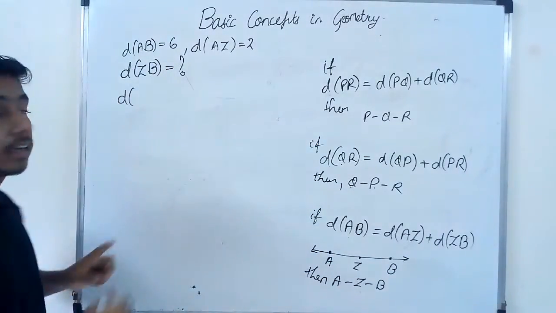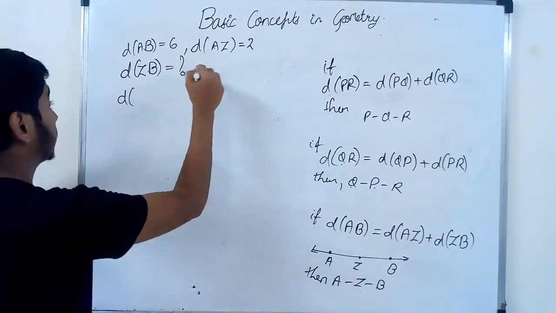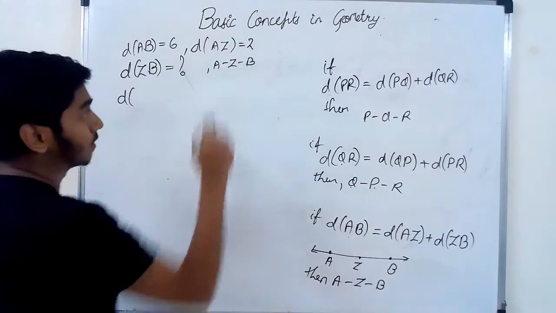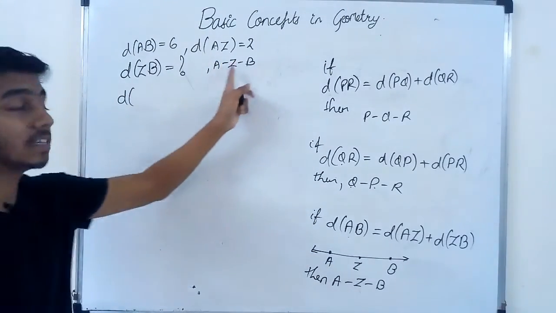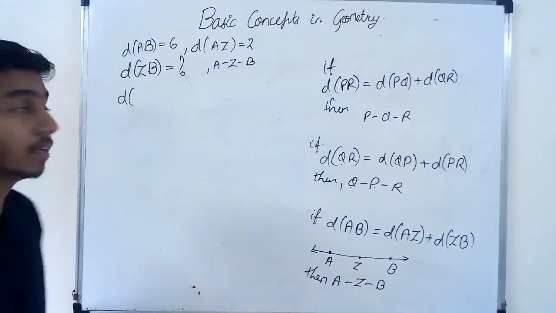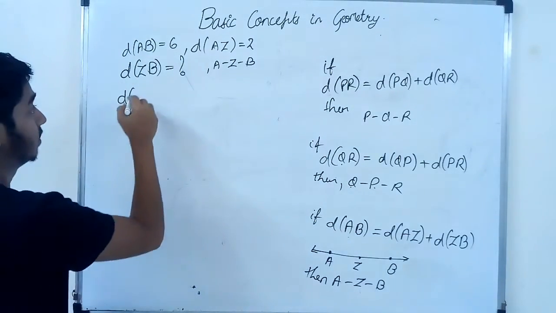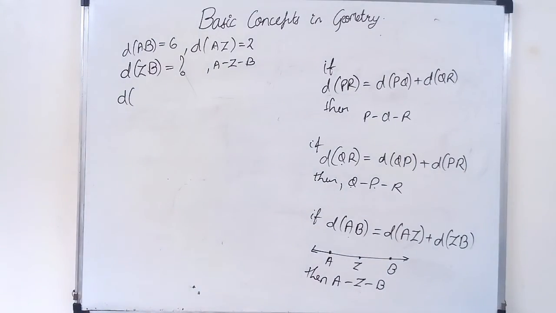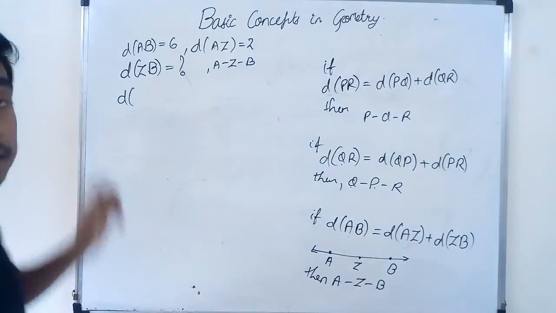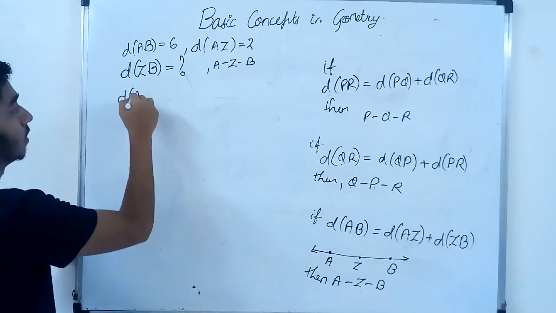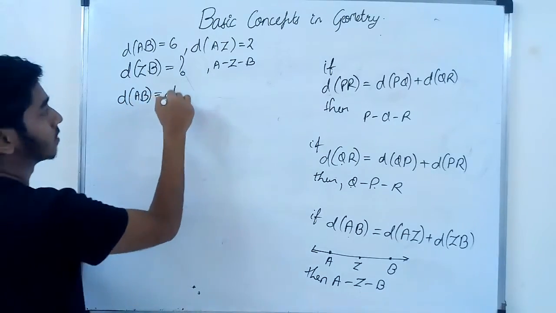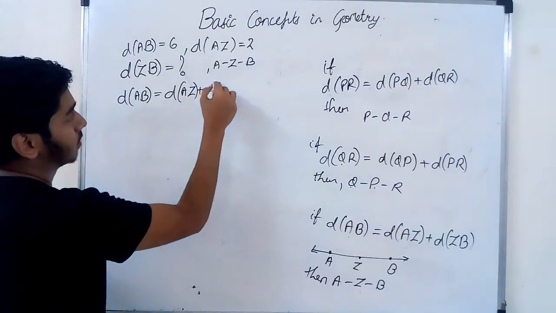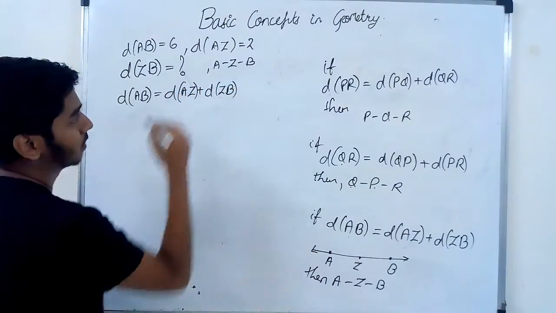And it is said that A, Z and B. So this is given, Z is in between A and B. Okay, so this is the given question. So how can we find it? So how are we finding this? We can say distance AB is distance AZ plus distance ZB.